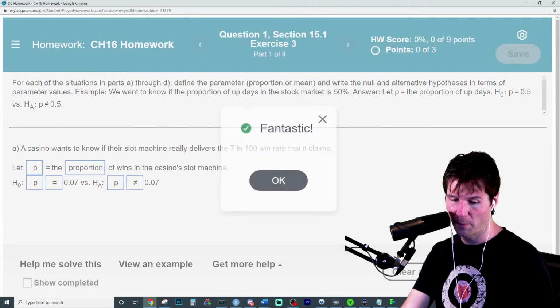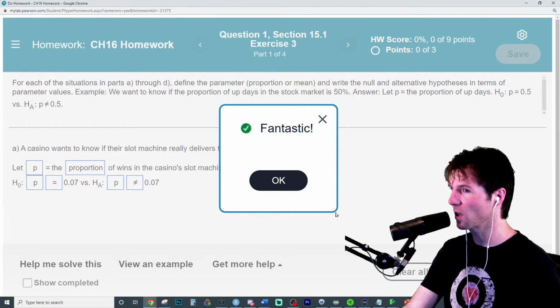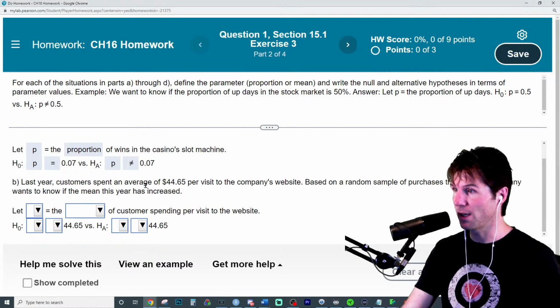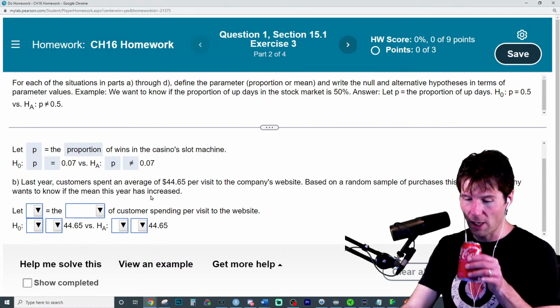Watch me get the first one wrong. That'd be amazing. But we didn't. I've done these a few times. So the null is that it is 7%, and the alternative is that it's not, just saying it's not. Okay.